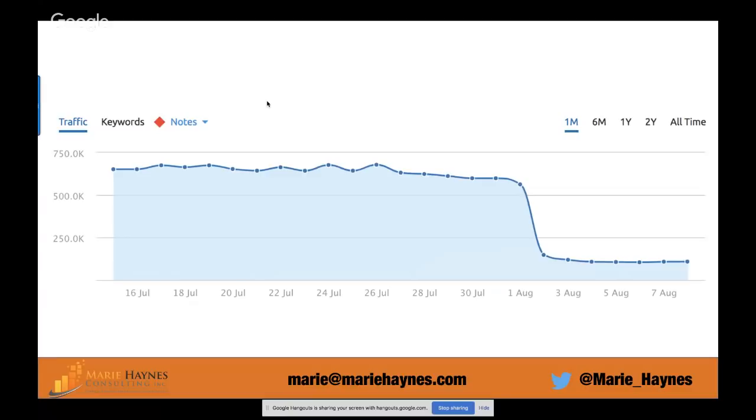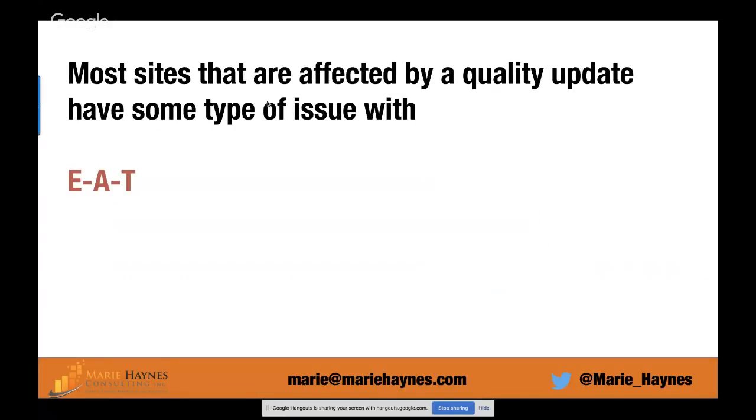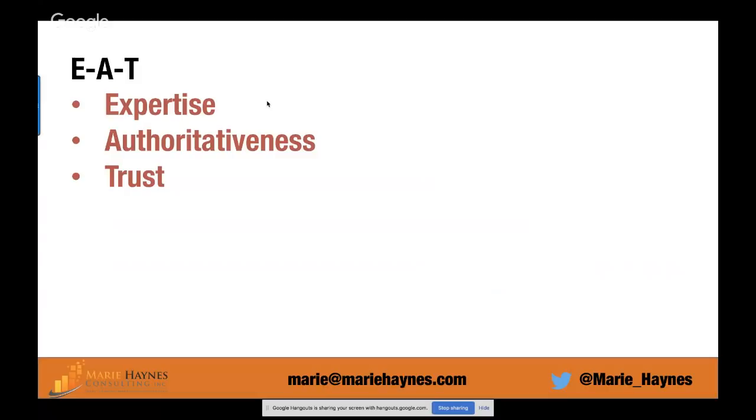So starting February 7th of 2017, pretty much every site that we felt was hit with a broad core quality update had some type of issue with EAT. So most of you probably know that EAT stands for expertise, authoritativeness, and trust. And people would argue, well, how does Google measure this? So I'm going to show you some things in the Quality Raters guidelines that give us some hints as to how Google could measure this.